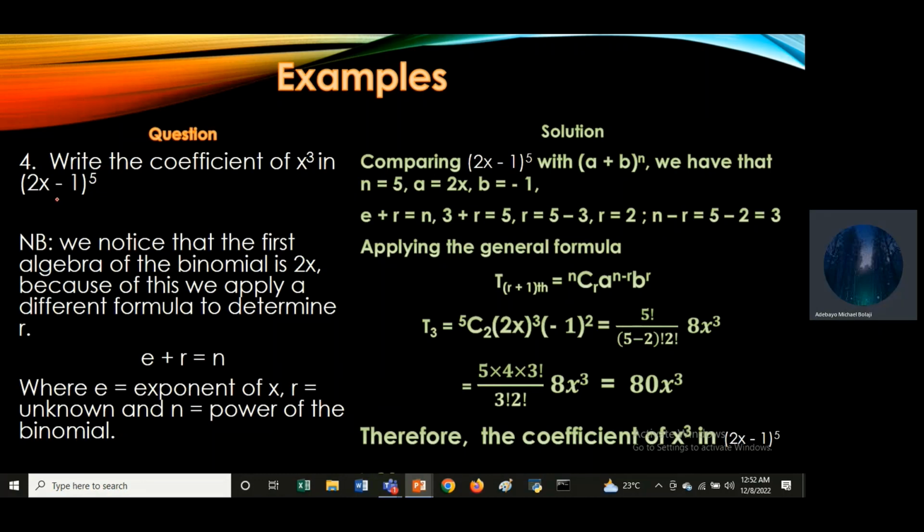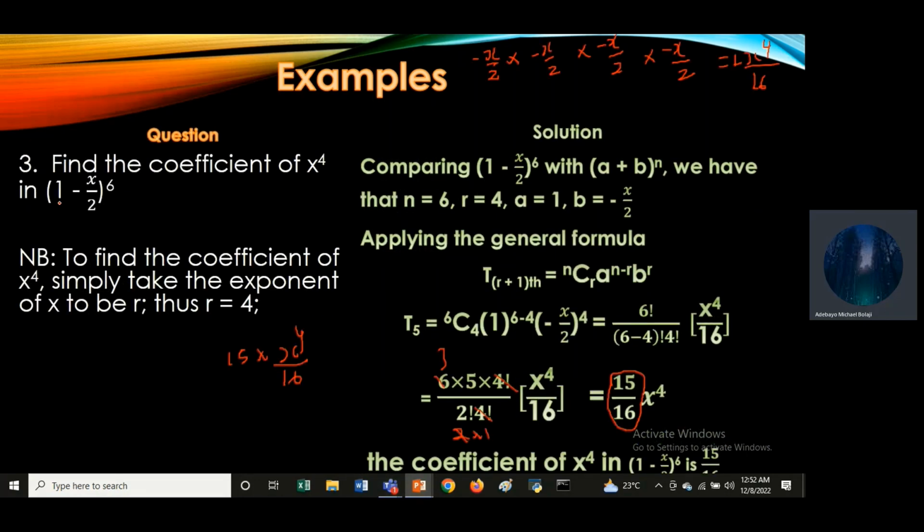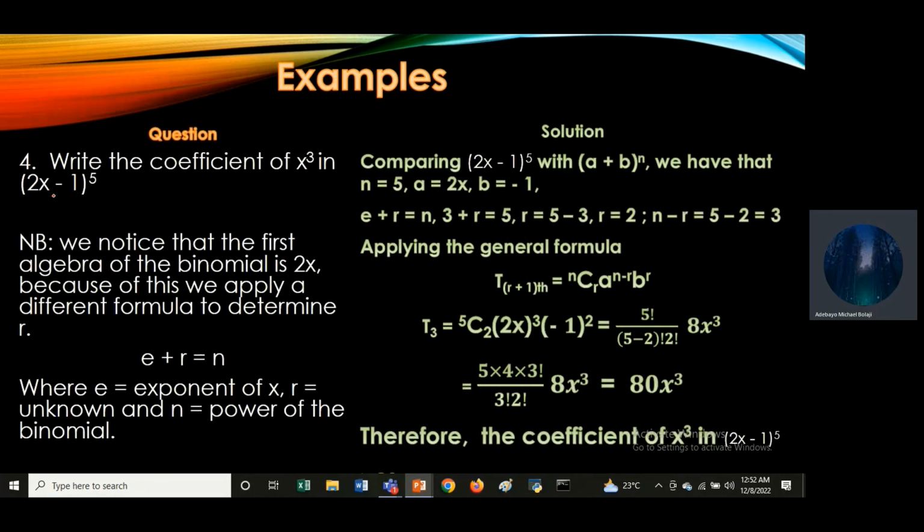If you notice, this question is slightly different from this third question. In this third question, what do we have here? We have 1 minus x over 2. The x variable is in the second term, but in this fourth question, the x is in the first term. So that has changed our approach to this question, even though we are still finding the coefficient of x raised to the power of 3. Now let's read what we have here.